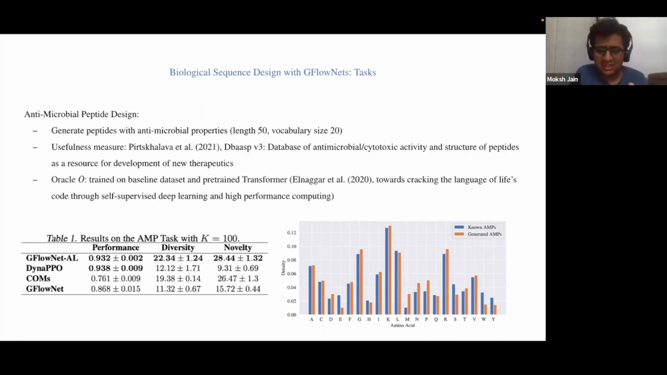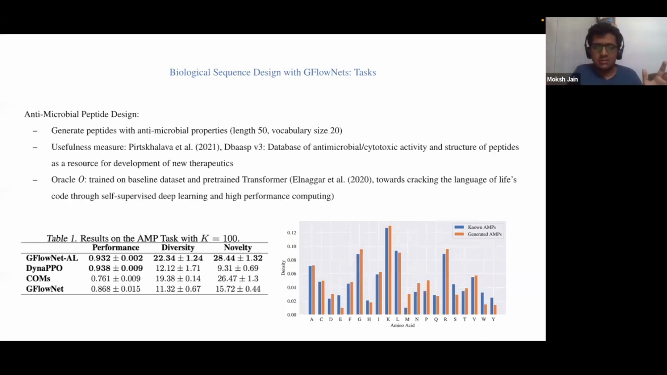Yeah, sorry. I have two clarifications to make here. One is the oracle is not really the pre-trained transformer from this paper. It's just a normal transformer which is trained on DBSP. To provide more context on this task, the goal here is we want to discover antimicrobial peptides. But the problem is there are only about 6,000 or so known antimicrobial peptides which have been tested in a laboratory, which are part of this DBSP database. And the challenge for us was, how do we design this oracle?